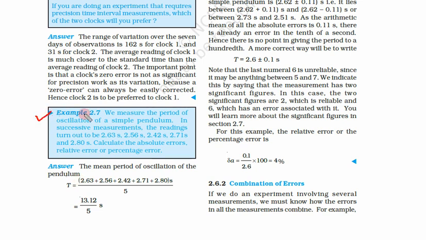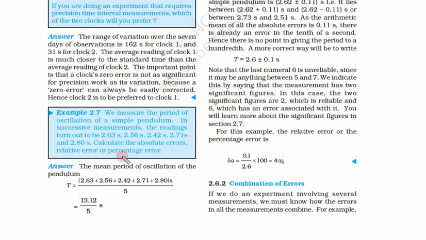Next example is example 2.7. We measure the period of oscillation of a simple pendulum in successive measurements. The readings turn out to be 2.63 seconds, 2.56 seconds, 2.42 seconds, 2.71 seconds and 2.80 seconds. So here we see that there is a lot of difference between measurements. Calculate the absolute errors, relative error and percentage error. So let us solve this numerical example.